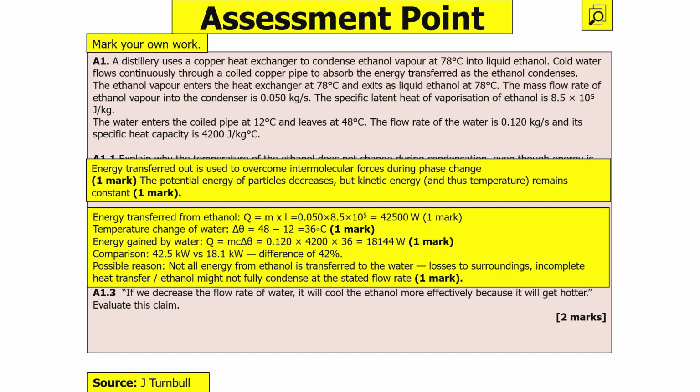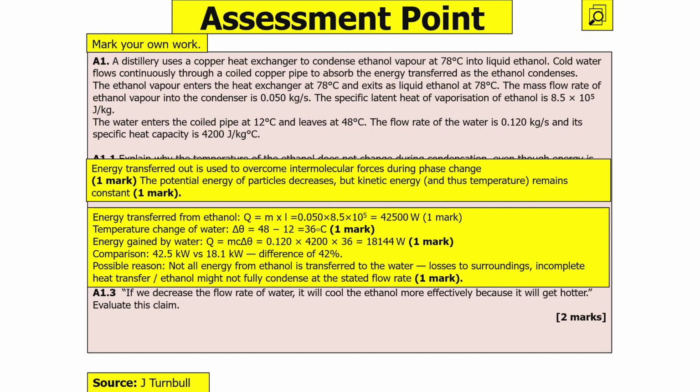The temperature change is therefore going to be 36 degrees Celsius, so the energy gained by the water is mcΔθ, or 0.12 times 4,200 times 36, which is 18,144 joules per second, or watts. So for comparison, there's a difference of 42%.